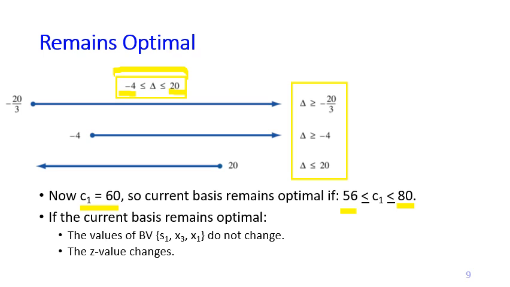When the current basis is still optimal, the values of the basic variables S1, X3, and X1 do not change. However, the Z value changes. Okay, because it's logical, right? If the price of X1 increases, even though you produce the same amount of X1, your Z value will change. So you may need to recompute the total Z value, even though the values of the variables stay the same.